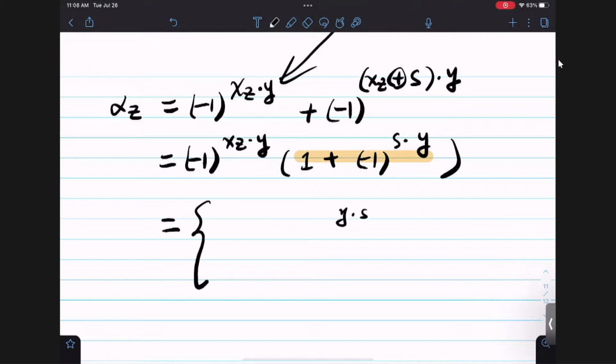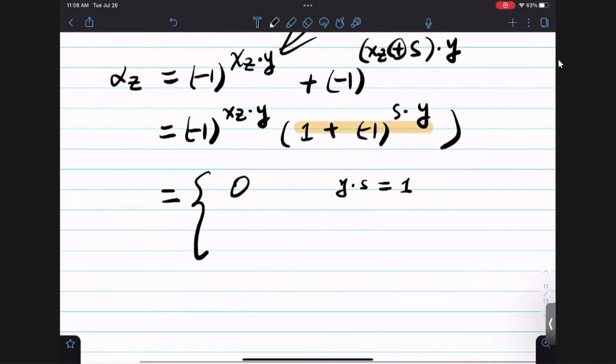If y dot s is 1, what do we get? We get 0, right? Because this introduces a negative sign, so 1 minus 1, they cancel. But if y dot s is 0, then they will add up. So this is not going to be 0. And in fact, we can show for any y, this is going to be not 0.